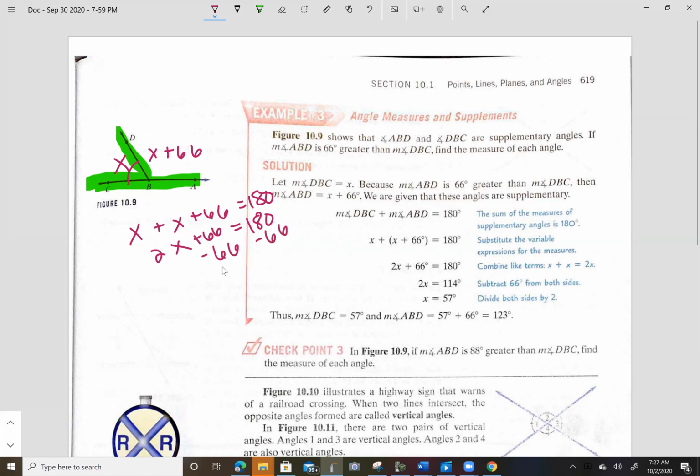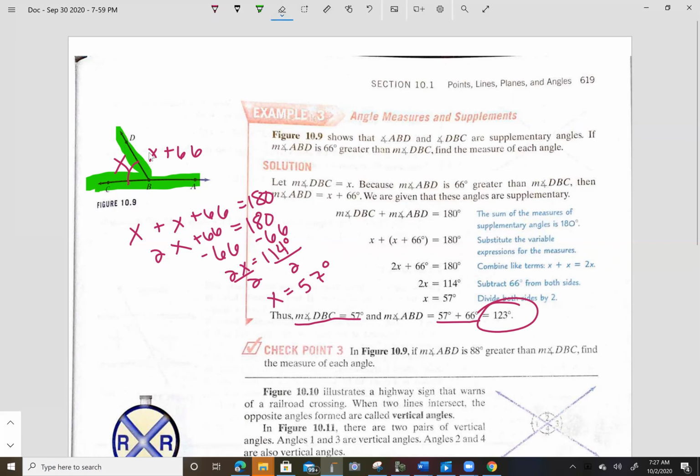It's doing it for you, but I just like to do it on my own. So we subtract 66 from both sides. So then 2x is equal to 114, if we believe the book. And the book keeps putting degrees on these, just as long as you remember your answer needs to be in degrees. Then to solve for x, we divide both sides by 2, and x is equal to 57 degrees. So the measure of angle DBC is 57, but the measure of angle ABD is 57 plus 66, which is 123.